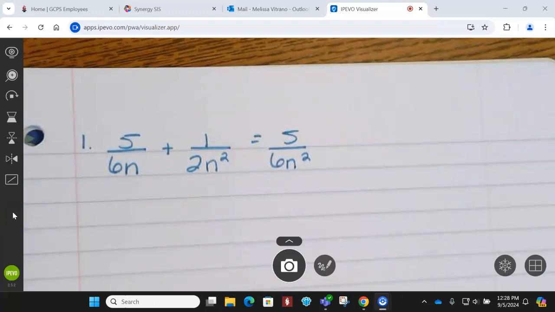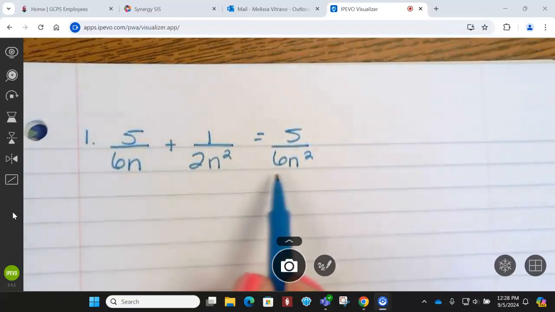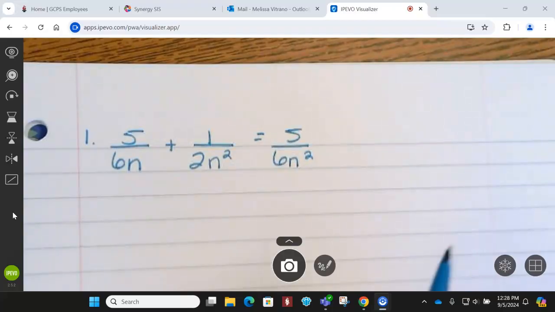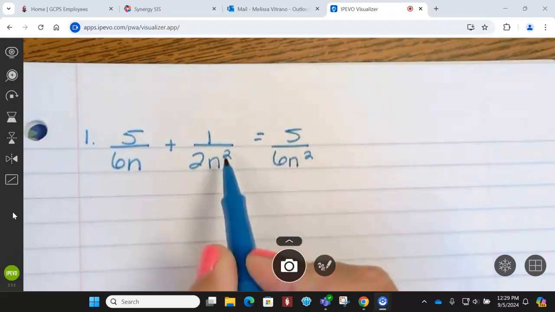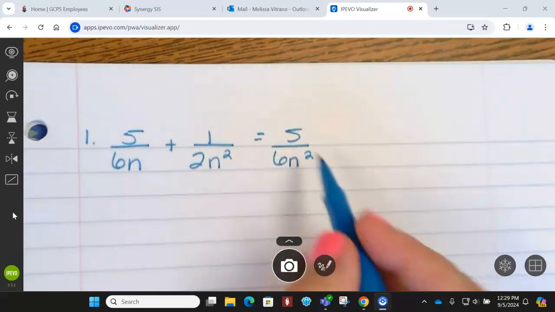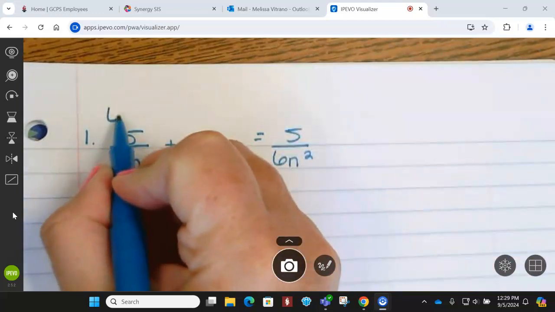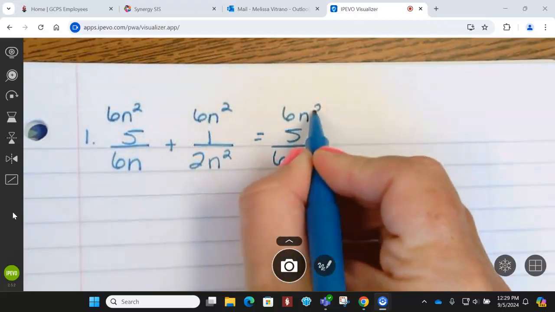Hey guys, so here we are preparing for your quiz that will cover all things rational equations. So here's question number 1. What you want to do is remember to get rid of your denominator. We do not want anything in the denominator. We don't want fractions. So you see how this is a 6n squared? That's the biggest number, and this also has the largest exponent. So we're going to multiply everything by 6n squared.